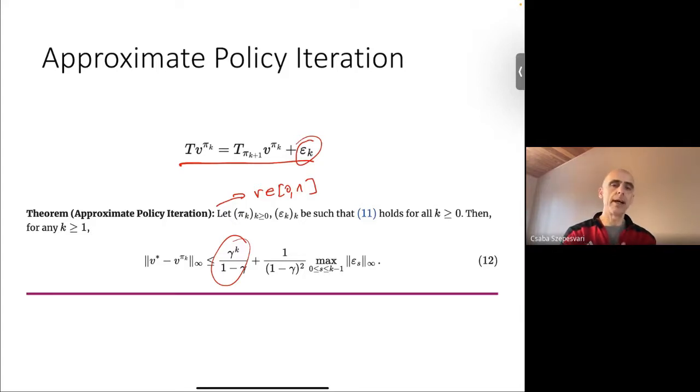Plus, you will have an irreducible error, an error which is only controlled by the approximation errors. So the maximum of the approximation errors along the way times this blow-up factor, which is now the square of the horizon. So the square of the horizon times the worst approximation error becomes the penalty that we are paying for being lazy and not doing a good job in evaluating the policies.